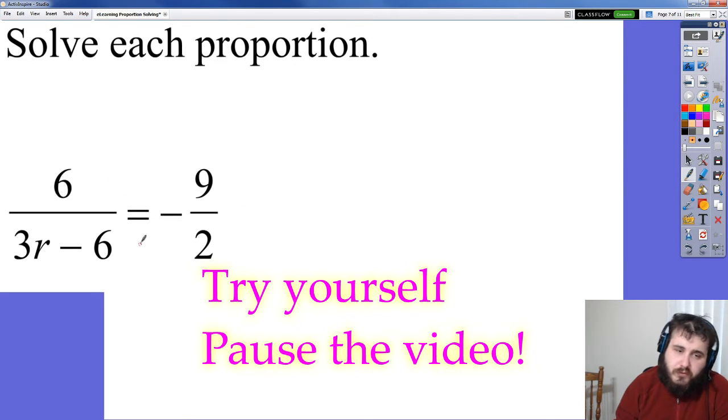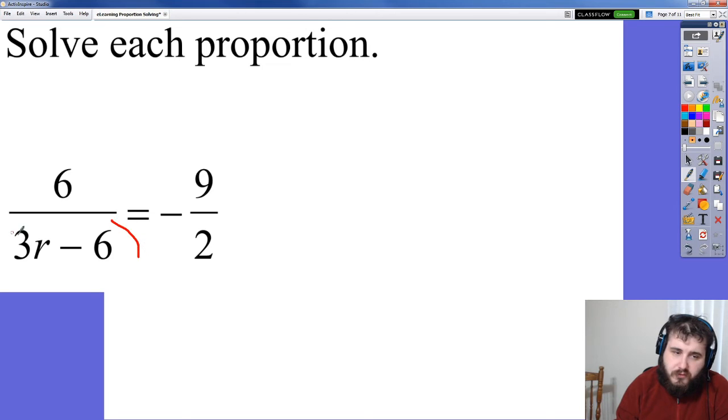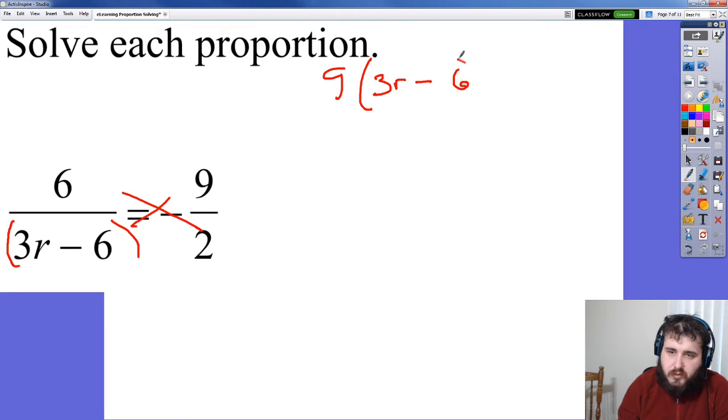Okay, so once again, I'm going to put this in parentheses just so that my situation is a little bit easier. So I've got 9 times the quantity 3r minus 6 equals 12. And notice I'm putting the variable here on the left-hand side. I like the variable on the left. If you have the variable on the right-hand side, you're going to get the same answer. That's okay.